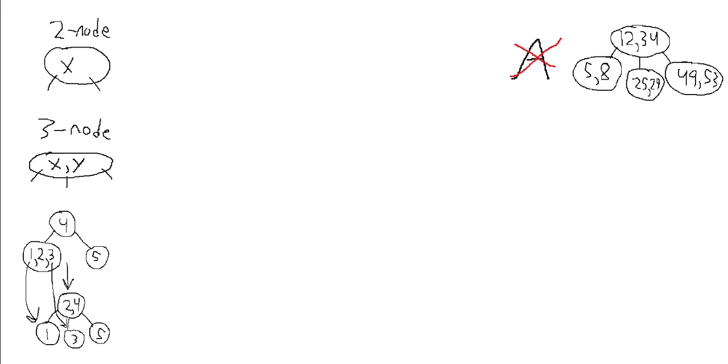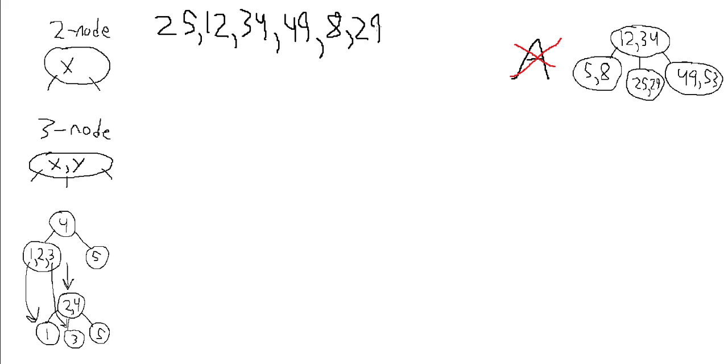All right. Next sequence we have is 25, 12, 34, 49, 8, 29, 53, and 5. This is B that we're looking at right now.